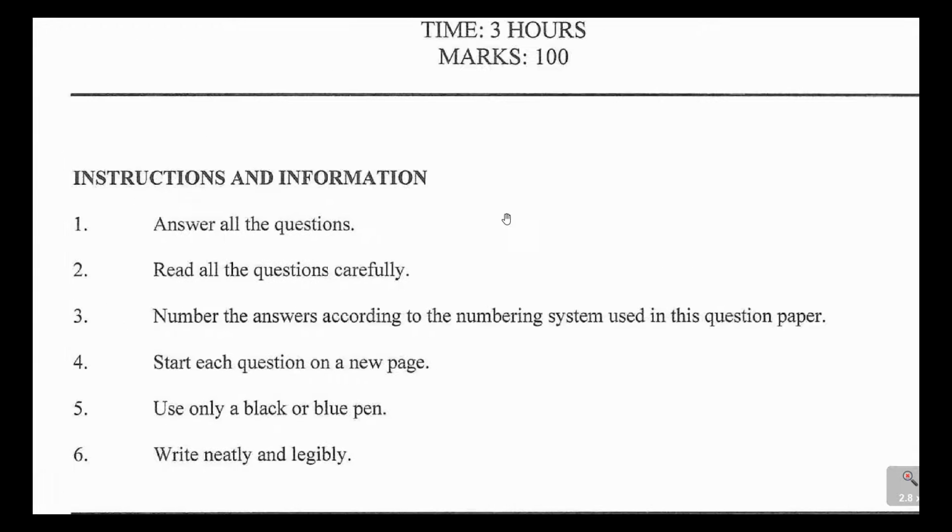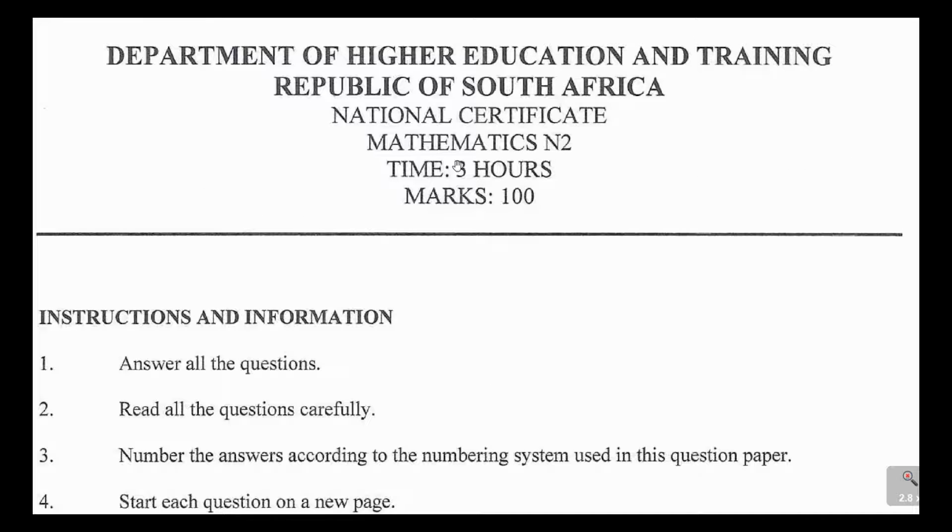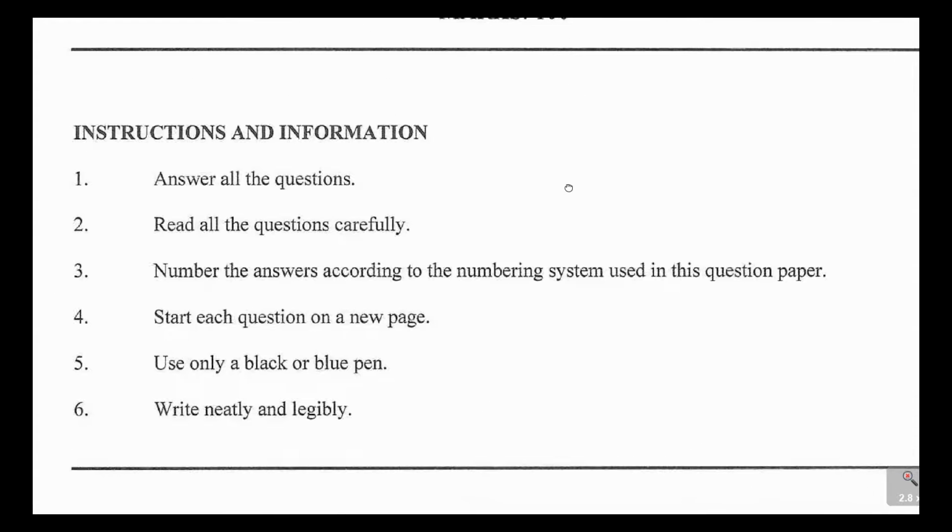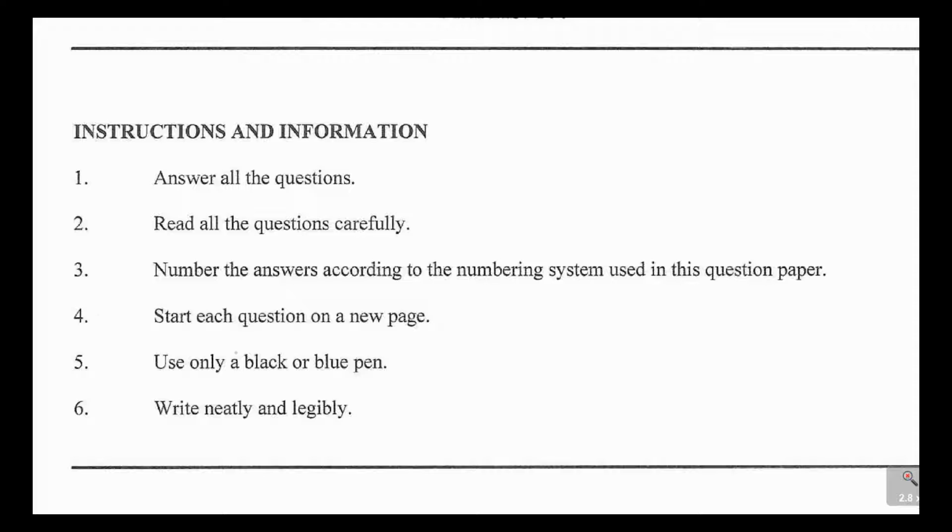Look at this paper. As we say, it was written under 3 hours. You need to write this in 3 hours. The mark allocation is 100 marks. You need to use, what's most important, the blue and the black pen. I've seen students trying to use highlighters. Don't do that. You need to be neat with your work, and also don't come up with your own numbering system.